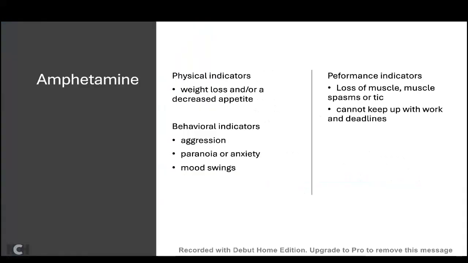So we're going to start with talking about some signs and symptoms of the drug amphetamine. Some physical indicators that can show abuse of this drug is weight loss and or an appetite decrease. Some behavioral indicators are aggression, paranoia or anxiety, mood swings, and some performance indicators are loss of muscle/muscle spasms or tics. If the employee cannot keep up with work or deadlines, this is another indicator. I couldn't find any speech indicators for this one, but those are some indicators for that.